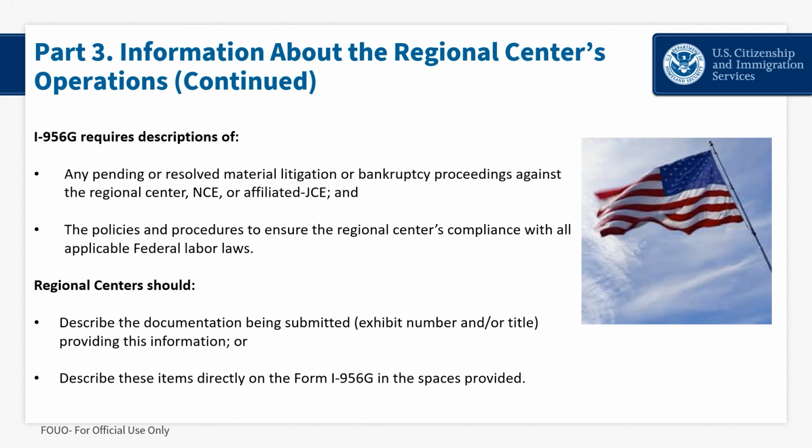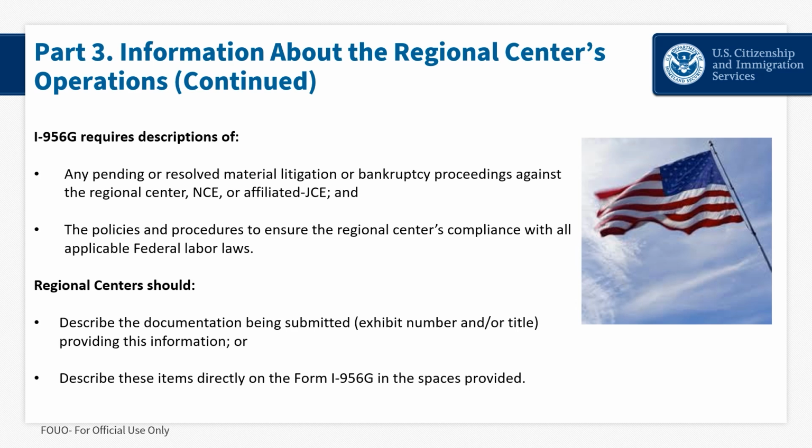Part 3 requires regional centers to disclose any pending material litigation or bankruptcy proceedings, or such proceedings that were resolved in the preceding fiscal year involving the Regional Center, NCEs, or affiliated JCEs. Second, the Regional Center must describe the policies and procedures in place to ensure compliance with all applicable federal labor laws.